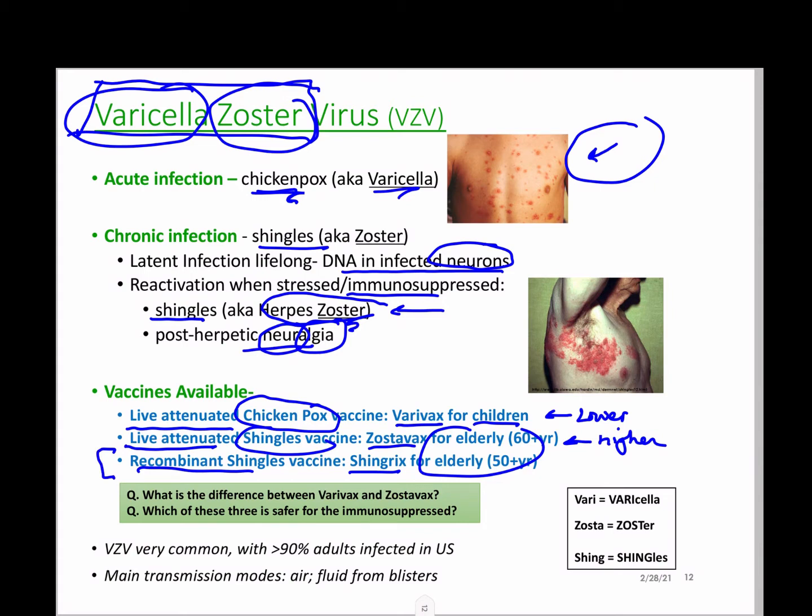So varicella zoster infection is very common. Over 90% of the adults in the US have had that infection, usually as children in the form of chickenpox. Now that we have a chickenpox vaccine that we give to children, hopefully that percentage is going to keep dropping as those children now aren't going to be getting chickenpox to begin with. And it's actually reasonably easy to spread. It can spread through the air, and it also very commonly spreads in fluid from the blisters.